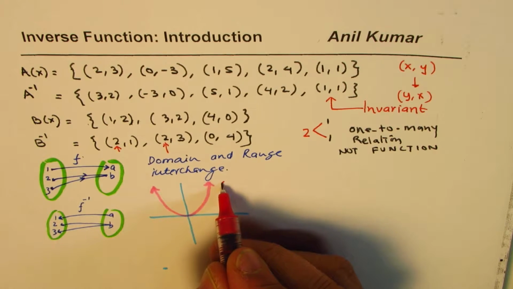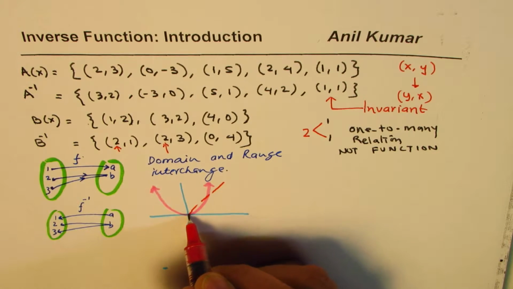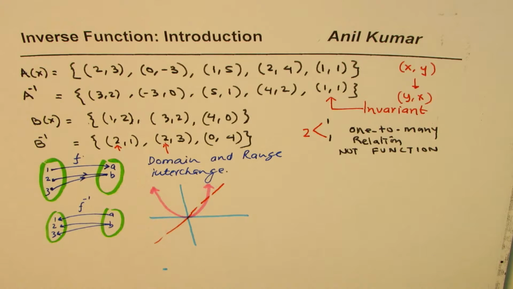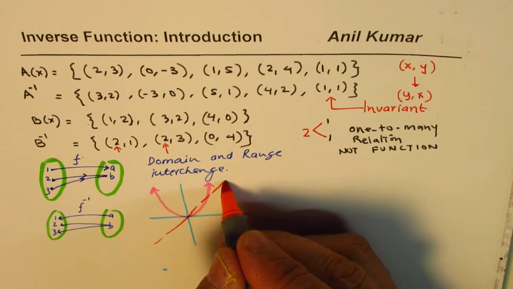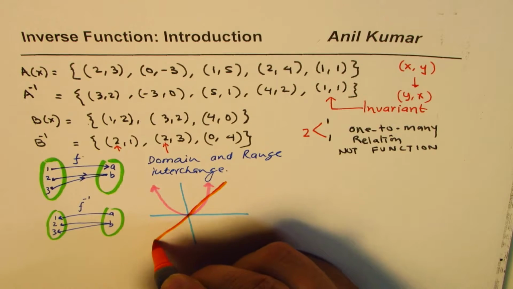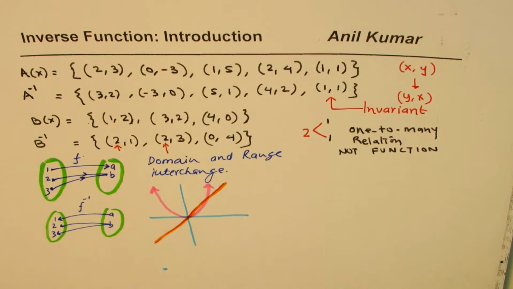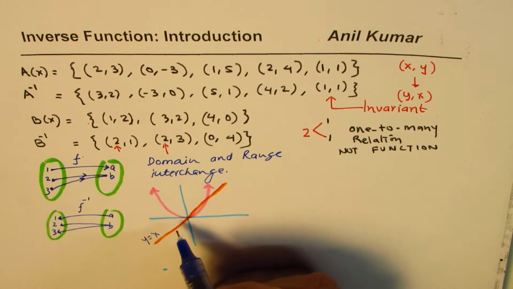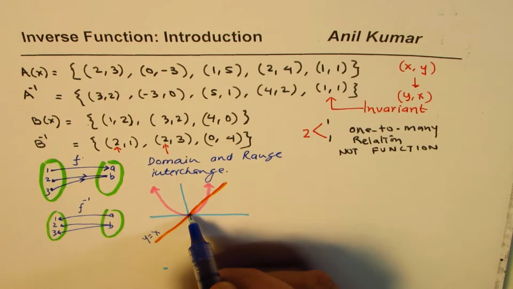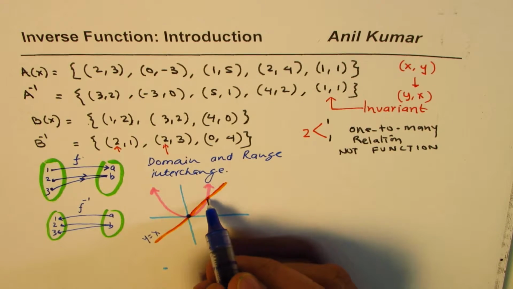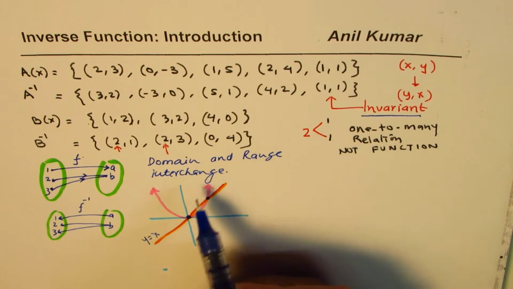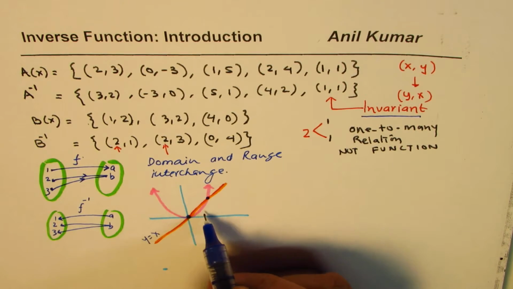So what we can do here is reflect this on a line, y equals x. If we reflect our graph on the line y equals x, we can find the inverse. The points which are on the line and on the graph will not vary; they are invariant, and the rest are reflected on this line.